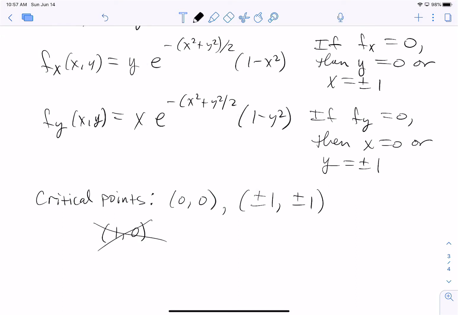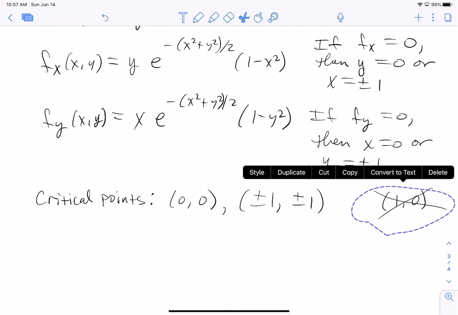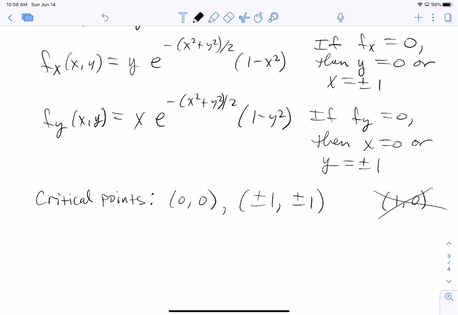Now, I just noticed that I missed a parenthesis here in my exponent, e to the negative quantity x squared plus y squared over 2. I forgot the end parenthesis there. Folks, we have all our critical points, 0, 0, and plus or minus 1, plus or minus 1. So let me just move this out of the way here. Now we need to find the value of d.